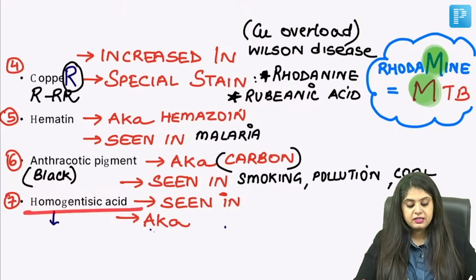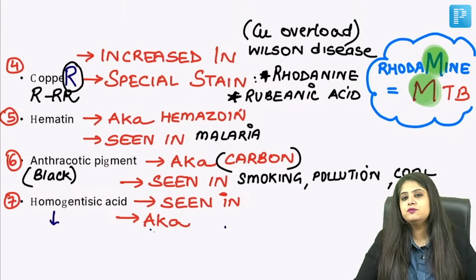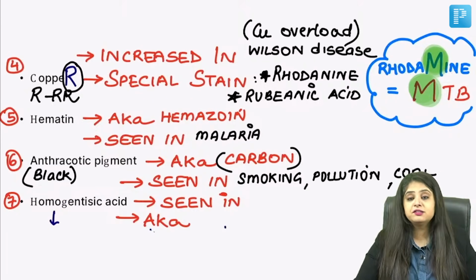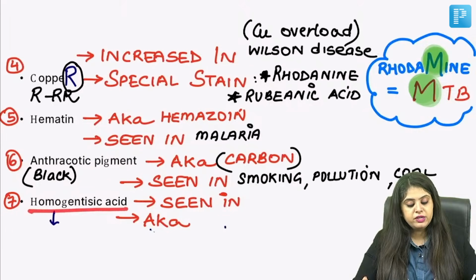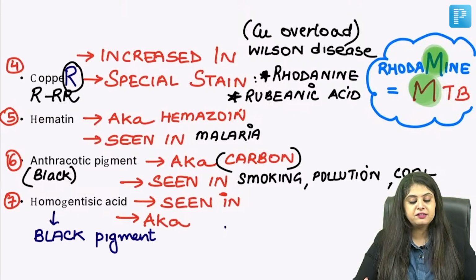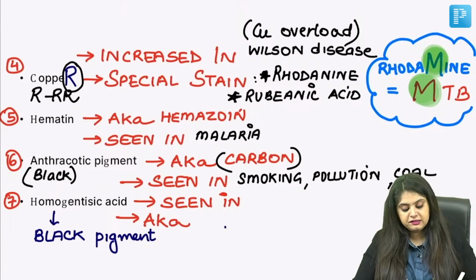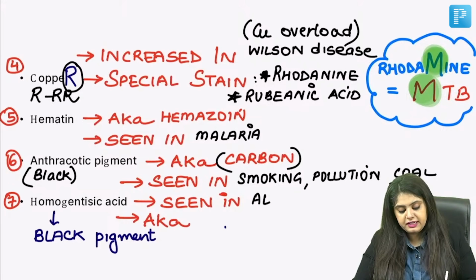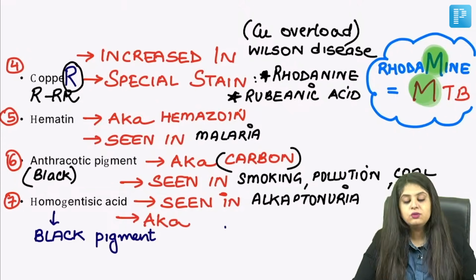Coming to the seventh and the last pigment, homogentisic acid. You are the ones who can tell me this the easiest and the fastest way. What is the disease in which homogentisic acid is increased? Homogentisic acid is also a black color pigment. Where is it seen? What disease? It is seen in alkaptonuria, because you have just now studied it. Very good. You have just now studied it in biochemistry. Ma'am, homogentisic acid is a black color pigment that increases in alkaptonuria.